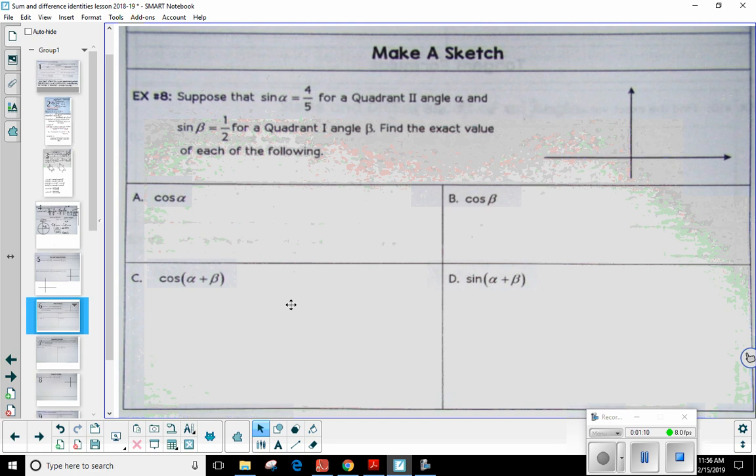Okay. So let's see. This problem says, suppose that sine of alpha equals 4/5 for a quadrant 2 angle, and sine of beta is equal to 1/2 for a quadrant 1 angle. Find the exact value for each of the following. Okay, so these problems here, just like on your assignment, it's going to tell you exactly what quadrant you're going to be in. So for example, I know that alpha is in quadrant 2. Okay, so I'm going to draw a terminal side right here. Now alpha is going to be the reference angle. We connect it to the x-axis.